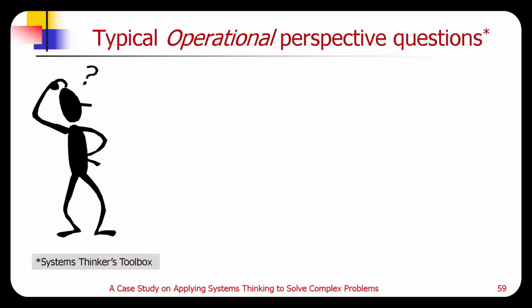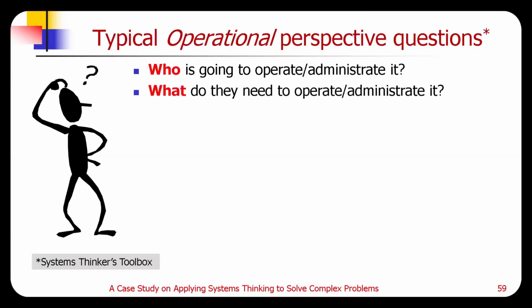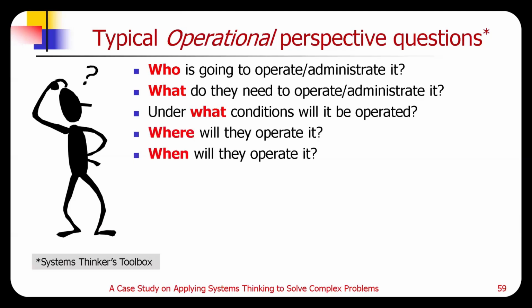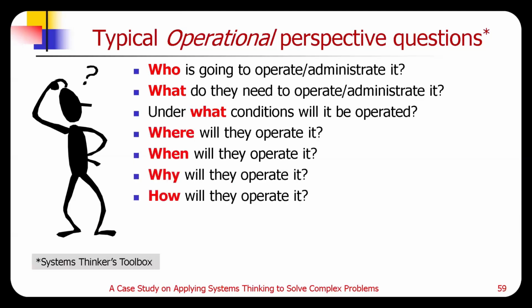So typical operational perspective questions from the systems thinking toolbox would be: who's going to operate it or administer it? What do they need to operate? Under what conditions will it be operated? Where will they operate it? When will they operate it? Why will they operate it? How will they operate it? And so on.